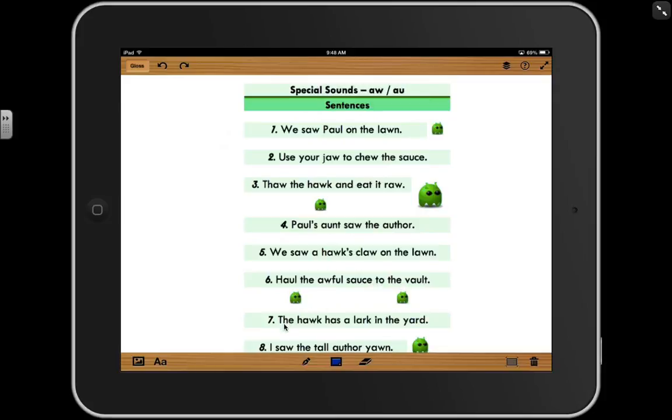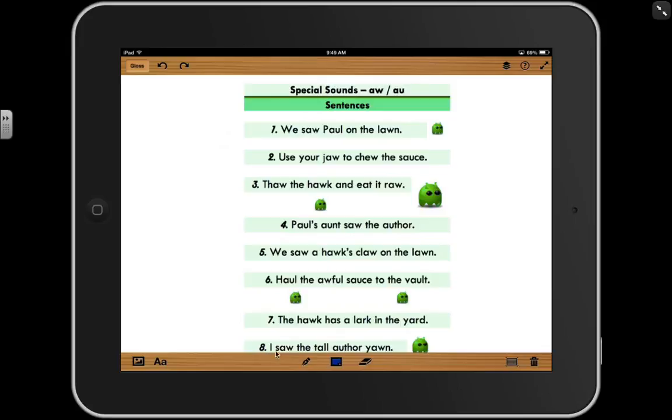Good job. Okay, let's look at this sentence. Do you see an AW here? There's our word part, so let's read it slowly. Hawk, hawk. Do you see any other ones? No, let's read the sentence then. The hawk has a lark in the yard. One more time. The hawk has a lark in the yard.